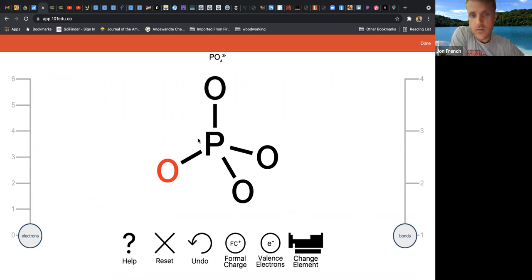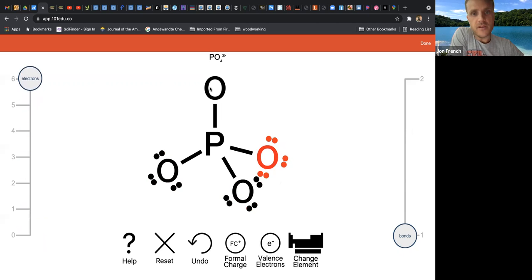So, following the octet rule, phosphorus has 8 electrons in its outer shell: 1, 2, 3, 4, 5, 6, 7, 8. Now we want to fill the valence, the outer electrons, the non-bonding electrons on oxygen. So we've got each oxygen selected, and we're going to need to have 6 electrons on each to fill the octet on all of these oxygens. So that's all we do. Take that all the way up to 6. Now we have the correct number of electrons assigned.